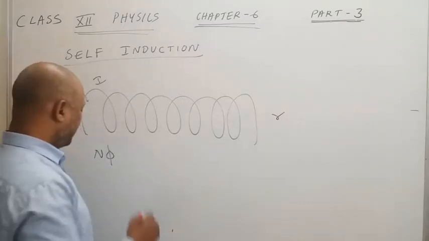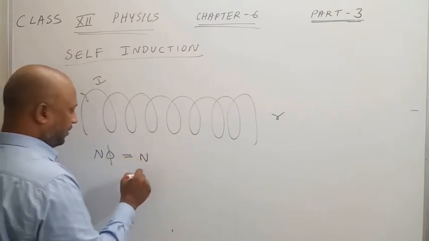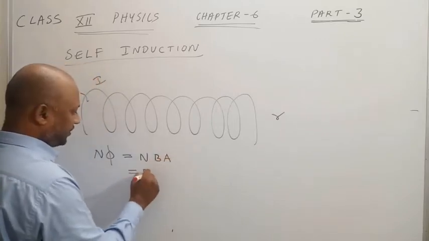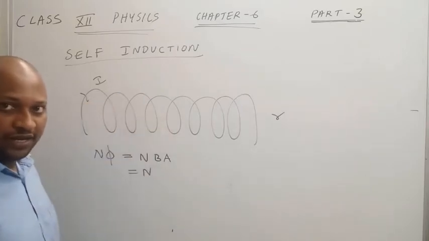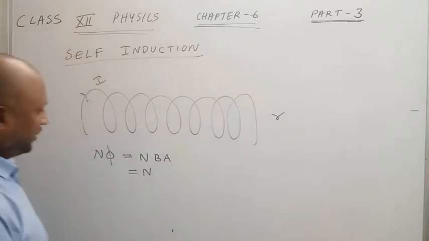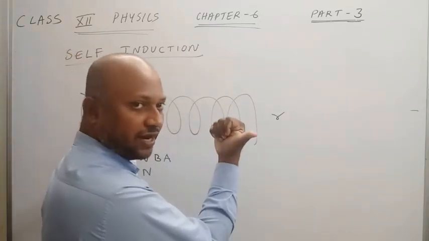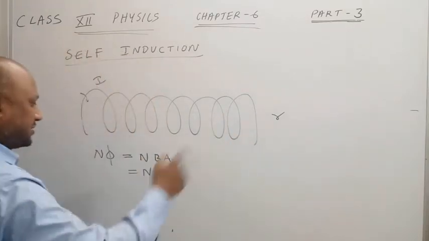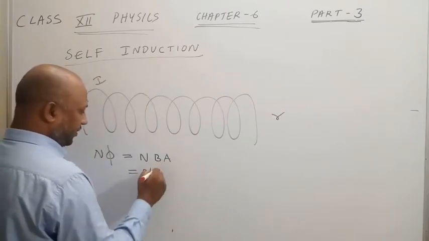So N into phi. Phi is B dot A, which is B A cos theta. Cos theta is 0 here because the magnetic field is inside and the area's direction is perpendicular to the area. So B and A are parallel, since the direction of the area is always perpendicular to the area, and B is also like this. So both have the same direction, and we don't have to worry about the direction here.